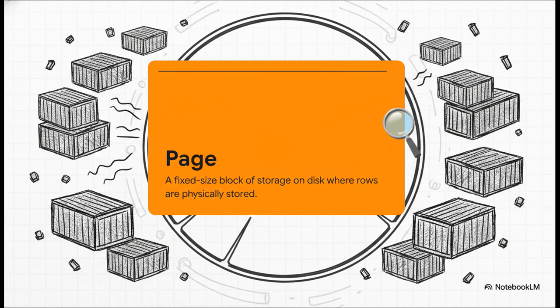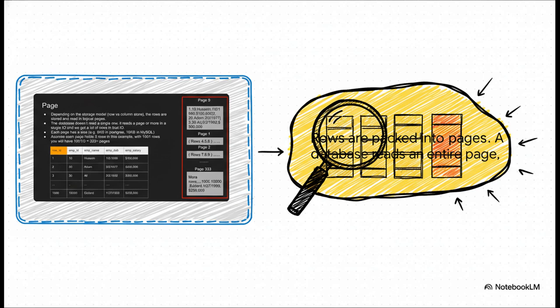See, the database doesn't really think in terms of individual rows. It thinks in something called pages. A page is just a fixed-size chunk of storage on the disk. You can think of it like a standardized shipping container. For a database like Postgres, it's usually about 8 kilobytes. And this is the reality. The database just crams as many of your rows as it can possibly fit into each page.